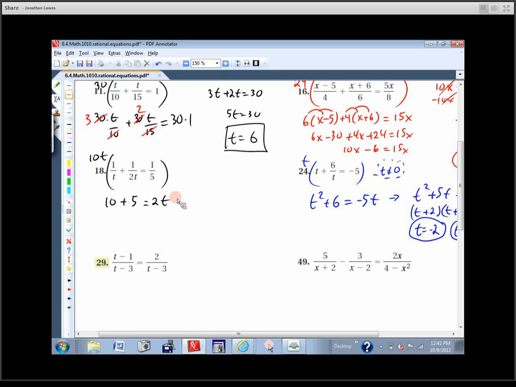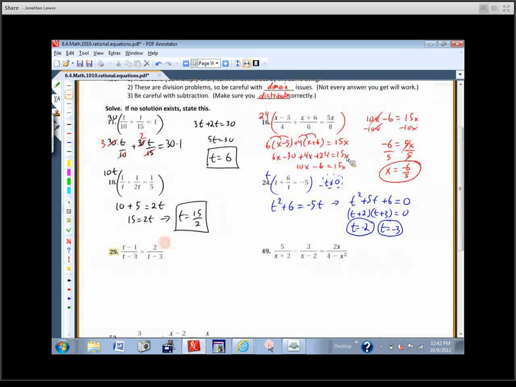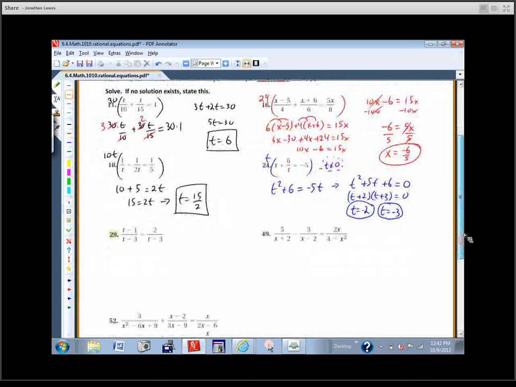Is that right? So this one's a breeze. 15 equals 2t. That means t equals 15 halves. Just leave it as 15 halves. Don't write it as 7.5. Let's just leave it like that. Do I keep that answer, or is it one of the ones I'd have to throw out? Keep it, because we already said the one you'd have to throw out would be a 0, and that's not it. Okay, are there any questions on this first part? We've gone over 4 problems so far. We don't have that many left. We're good?